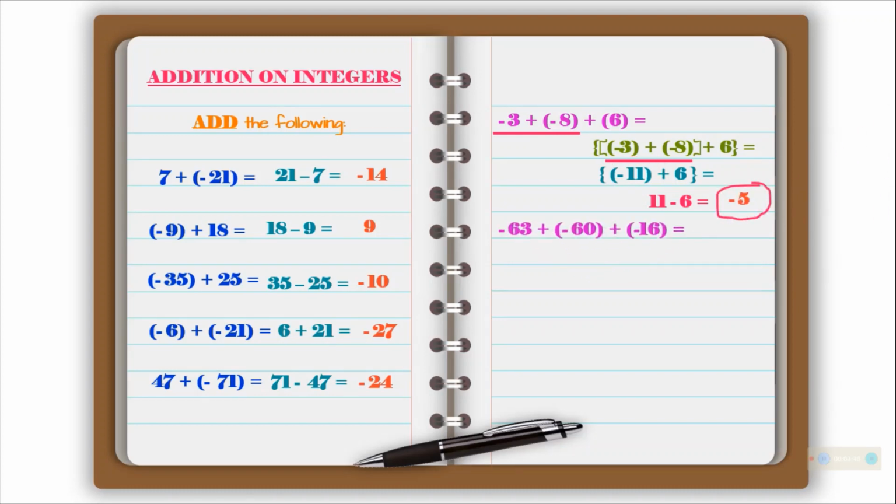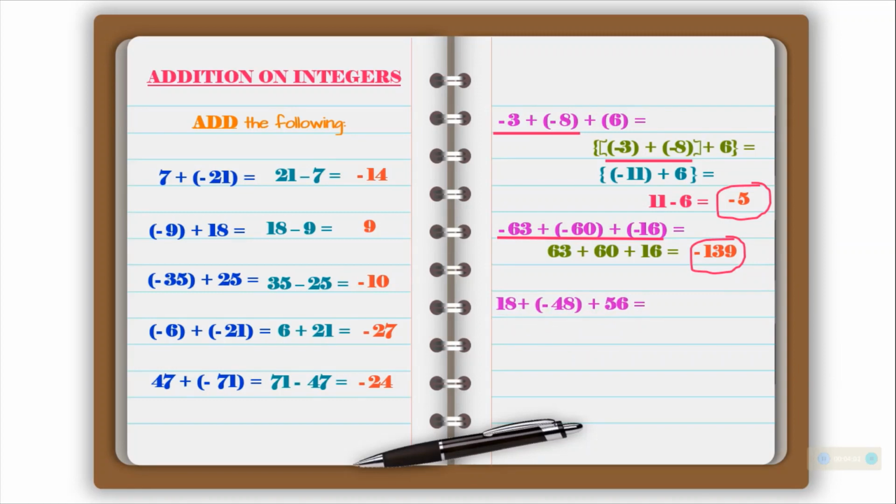Next, negative 63 plus negative 60 plus negative 16. Since they have the same sign, we will add 63 plus 60 plus 16. Then we will copy the common sign, which is negative. So the answer is negative 139.